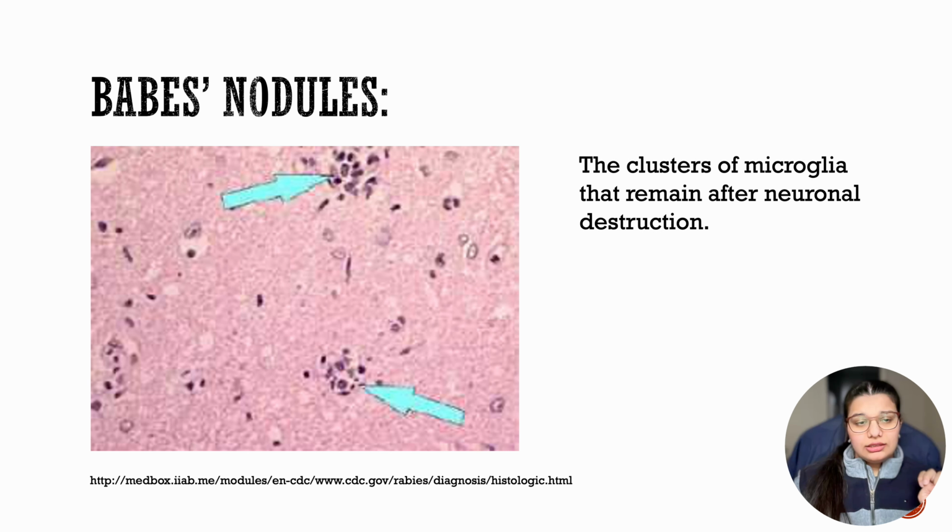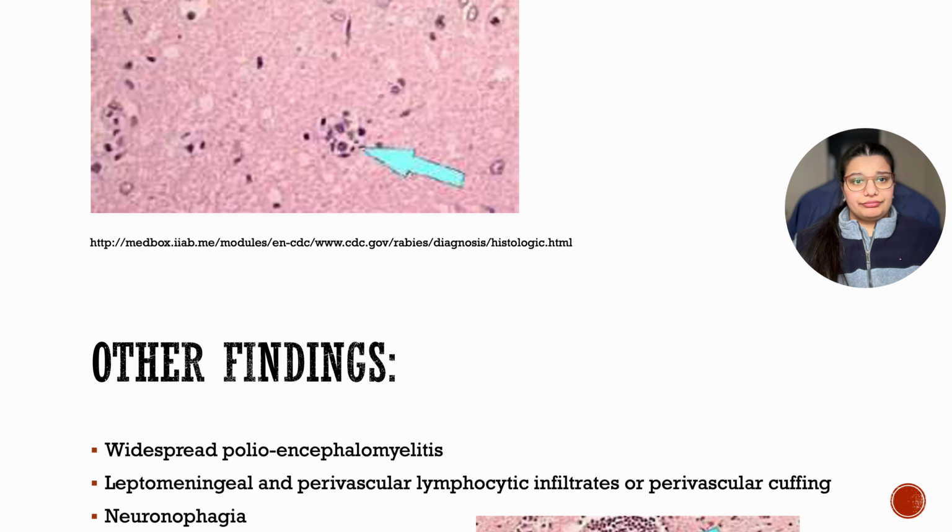Third, we see Babes nodules. Now, what are Babes nodules? These are what you see on your screen, which I'm highlighting with the pointer. They are clusters of microglia that remain after the neuronal destruction that occurs in rabies. What are microglia? These are the phagocytes which come in and eat all the dead neurons, and this is how the destruction process occurs within the central nervous system. So these are the Babes nodules, the third characteristic finding of rabies.